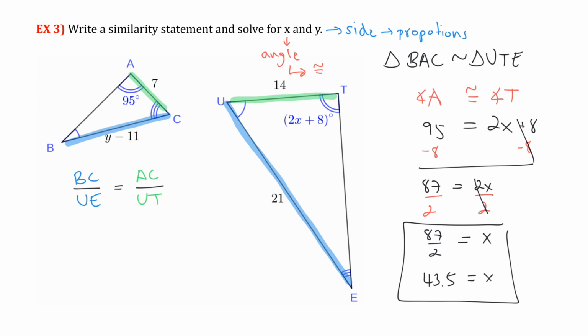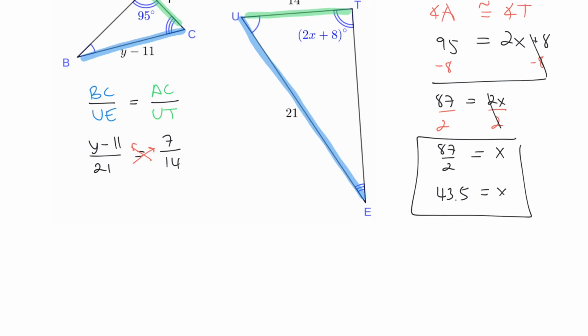Now we just go ahead and substitute everything in. BC is y minus 11 divided by UE, which is 21, is equal to AC, which is 7, divided by UT, which is 14. Cross multiplying. Be careful when you're multiplying 14 and y minus 11 because technically we're multiplying 14 with all of y minus 11. So please make sure to use those parentheses to show that. On the other side of the equation, we have 21 times 7.